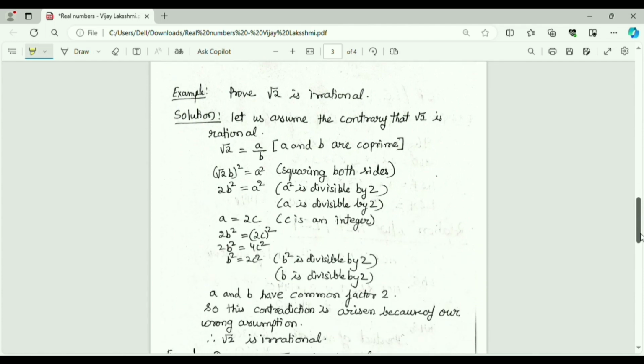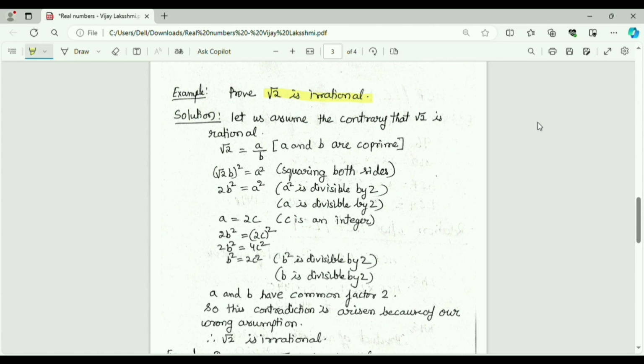Next, this question is very important. Prove root 2 is irrational. Here you can change the number. In place of root 2, there can be root 3, root 5, root 7. So, how to start with it? Let us assume a contradiction, that root 2 is rational. We will start with assuming that root 2 is rational. So, if it is rational, it can be represented in the form a upon b, where a and b are co-prime.